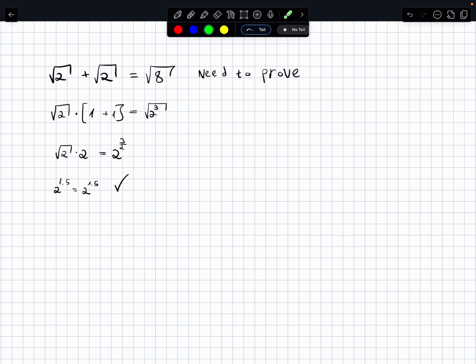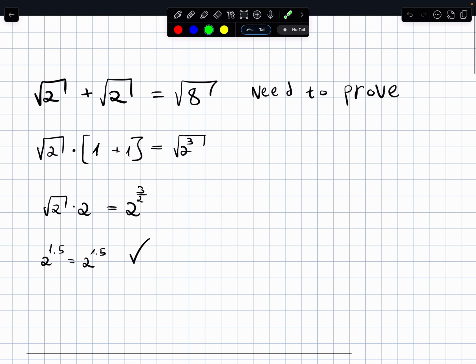Okay, so we need to prove this theorem. So how are we going to do it? The first step is to take the square root of 2 as the common denominator. So we have 1 times the square root of 2, and 1 times the square root of 2 will be the same thing as this. Okay, so this was a step.